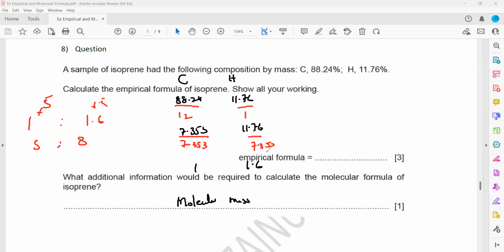So the simple rule is you check with 2, then 3, then 4. Just multiply with a number which gives you a whole number. That is the multiplication factor. So we multiply all of them by 5. So this will be C5 and H8.